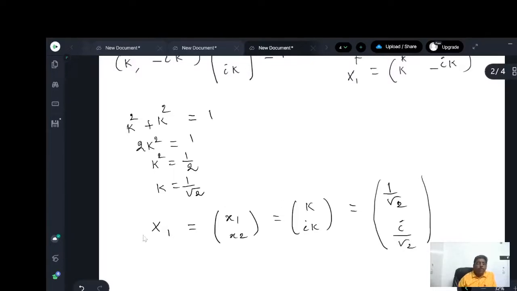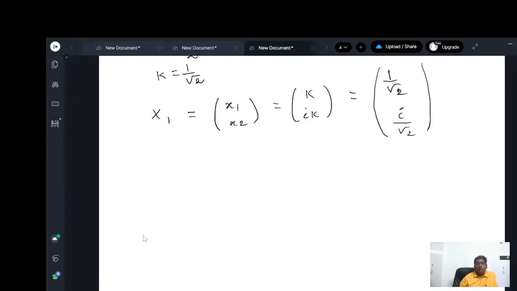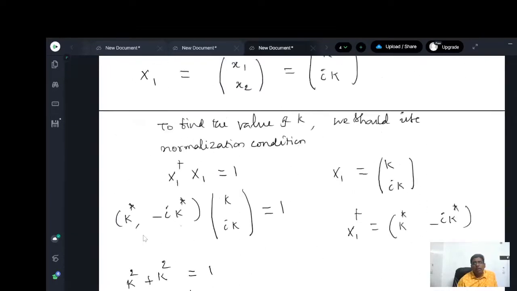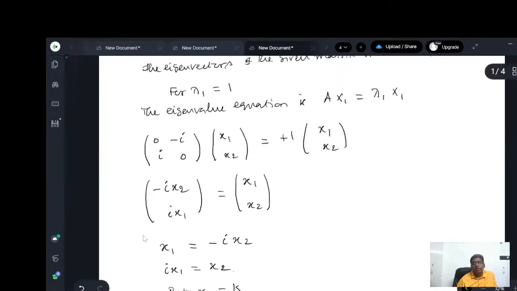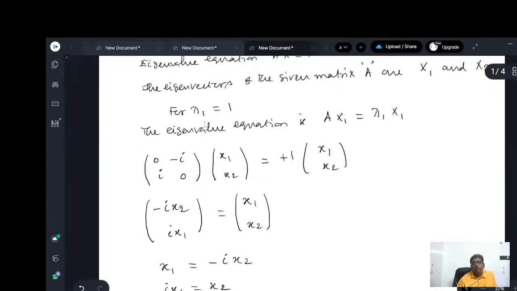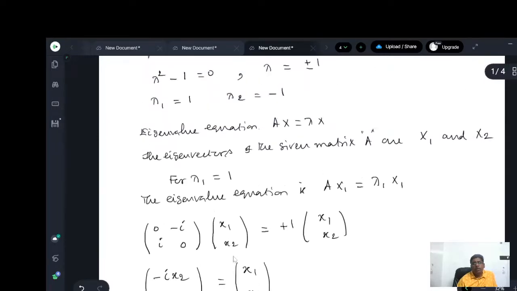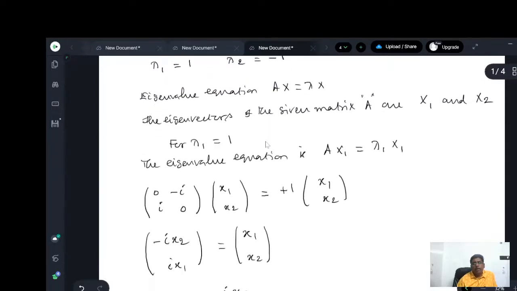This is the first eigenvector. Now we should find the value of x2 for lambda 2 equal to minus 1. See this: lambda 1 equal to plus 1, and the other root is lambda 2 equal to minus 1.